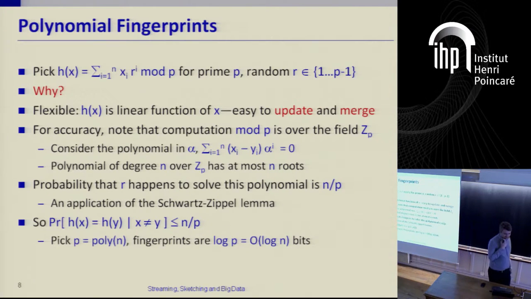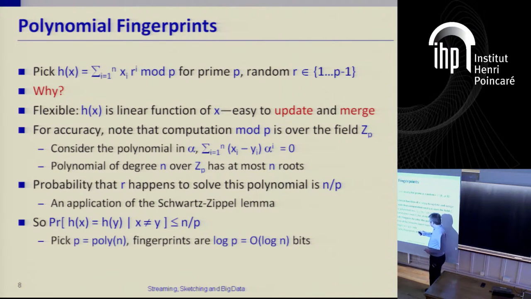Question? Yeah, so here I'm summing up to index n, so here I'm treating n as the size of the universe of possibilities. As n indices, right? So n is summing over all possible indices. Yeah.